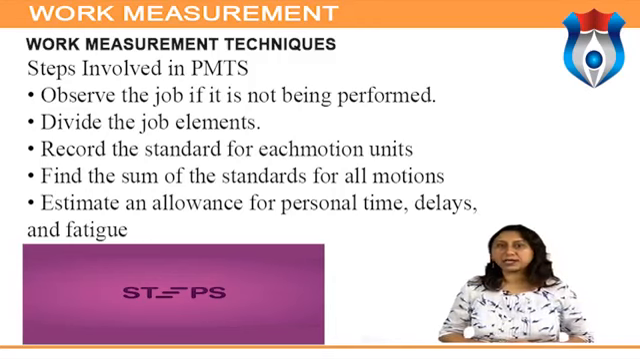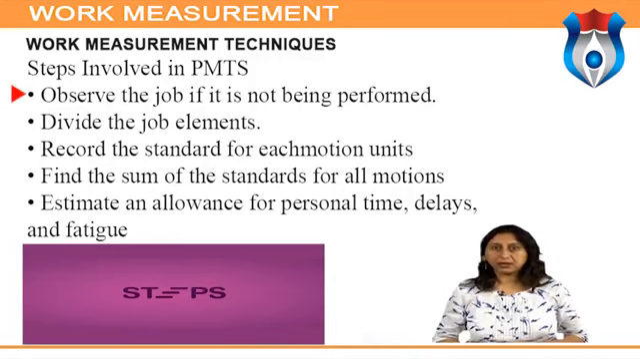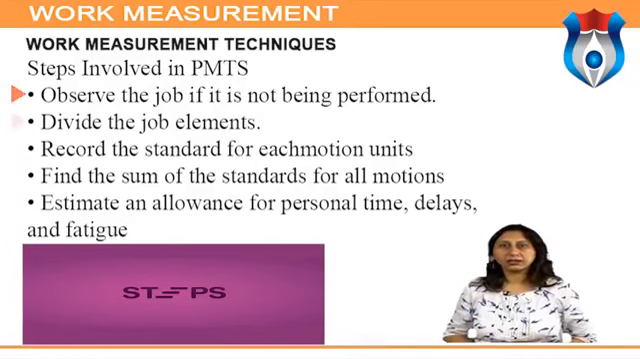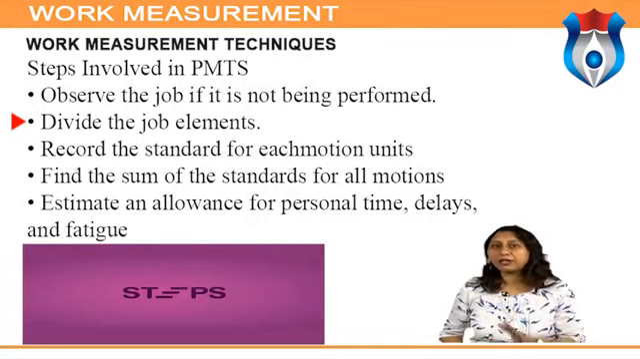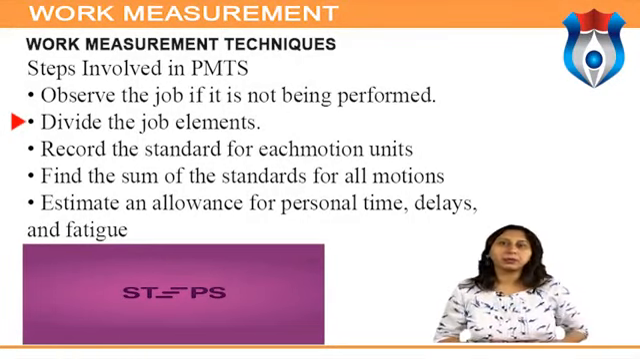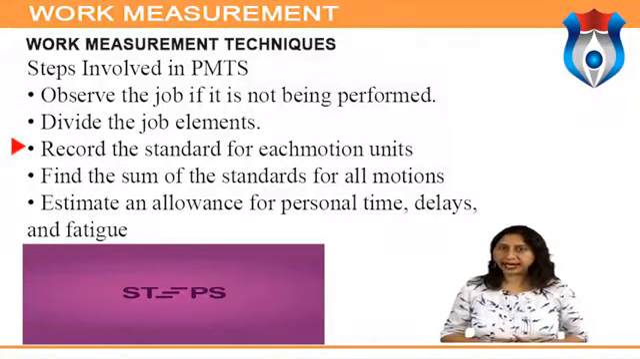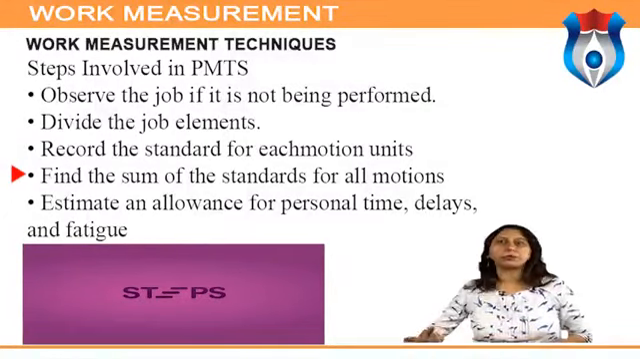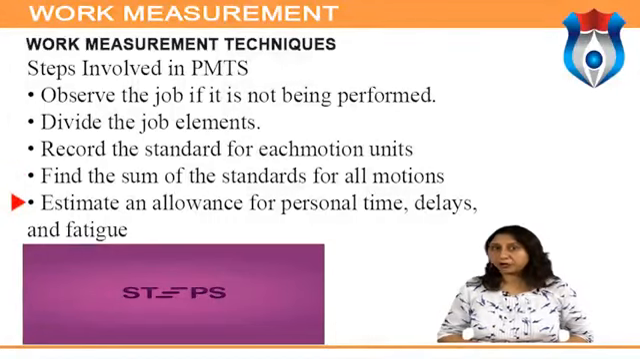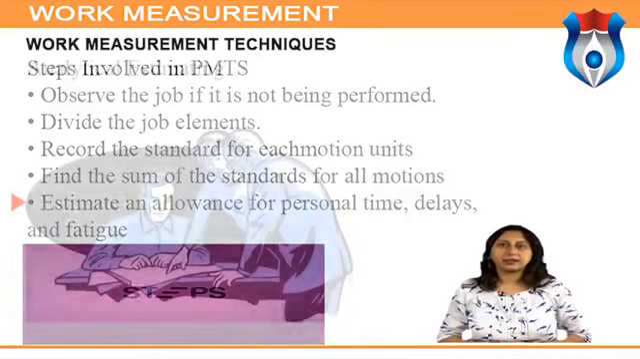Following are the steps involved in PMTS. Observe the job if it is being performed. It is best to observe under typical conditions, typical machine, material and worker. Divide the job into elements. Do not be concerned about timing them, just thoroughly document all motions performed by the worker. From a table of predetermined time standards, record the standard for each motion unit. Find the sum of the standards for all motions. Estimate an allowance for personal time, delays and fatigue, and add it to the sum of standards.